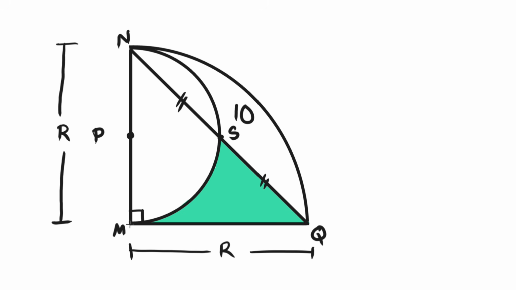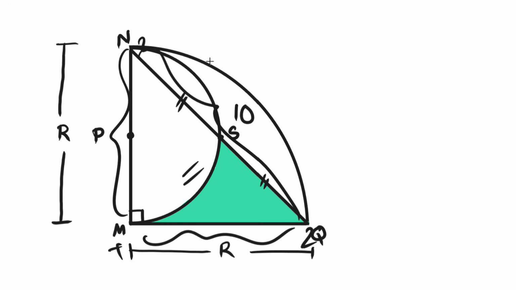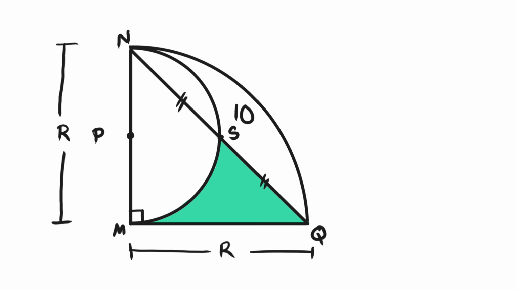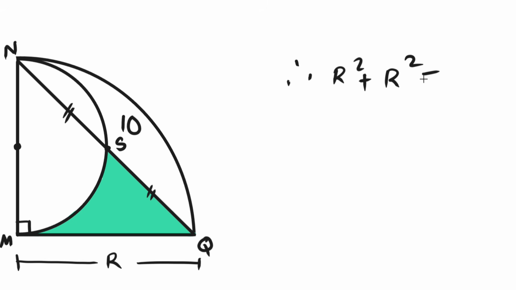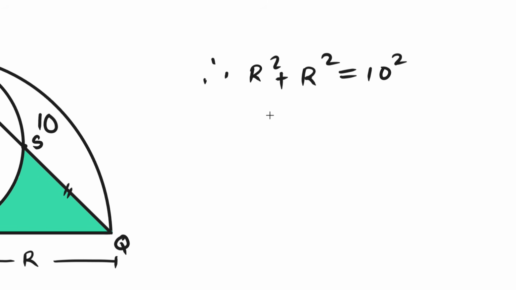The side opposite the right angle is NQ, and we are told that NQ is 10 units. So now we can use the Pythagorean theorem. Remember, for a right triangle, the square of one leg plus the square of the other leg equals the square of the hypotenuse. In spoken form, we have r squared plus r squared equals 10 squared. Now let's simplify this carefully. R squared plus r squared gives us 2r squared, and 10 squared is 100.